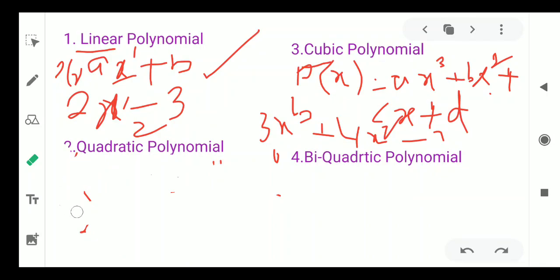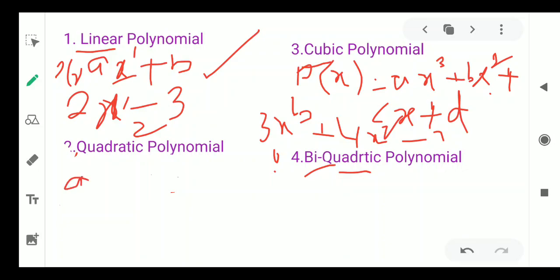Now let us see the biquadratic polynomial. By we already know it means 2. Bi means 2, and quadratic also means 2. 2 plus 2 is 4. So the degree is 4. If the degree is 4, that polynomial is called a biquadratic polynomial. How will we write the general form?